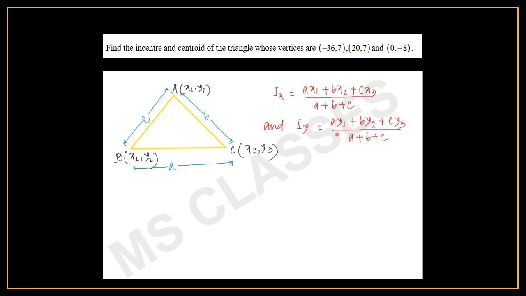Now according to the given question, vertex A is given by (-36, 7). Vertex B can be taken as (20, 7), and vertex C can be taken as (0, -8). Now once we have these points, we can find the length of the sides. For example, at first we find the length of a. By using the distance formula, this is the square root of (20 - 0)^2 + (7 - (-8))^2, which gives us 25.